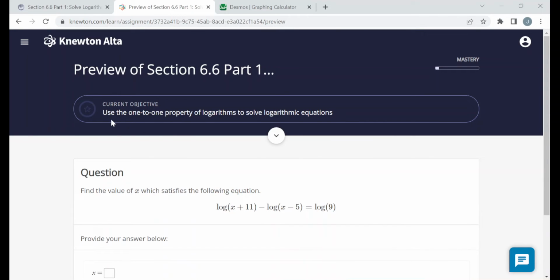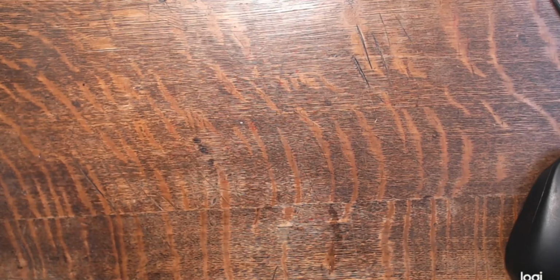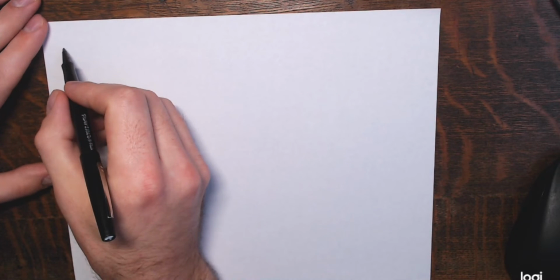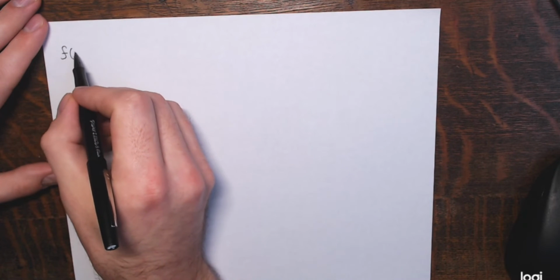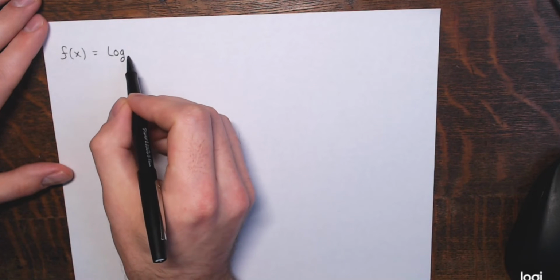Okay, so now we're asked to use the one-to-one property of logarithms to solve logarithmic equations. So I'll write out what that property is. Now, logarithmic functions are one-to-one functions. Remember, for f of x equals the log base b of x.